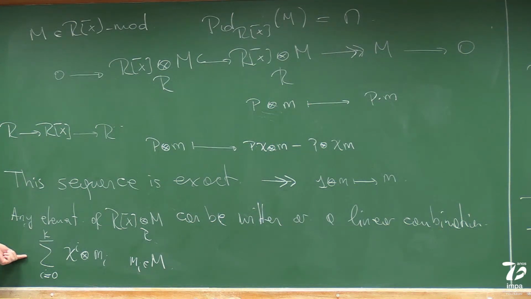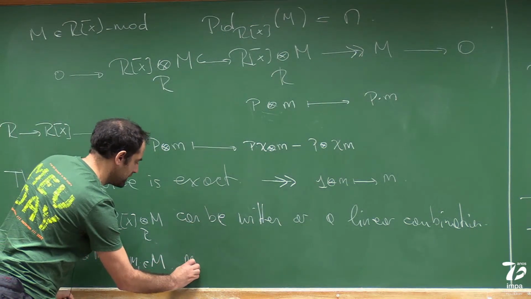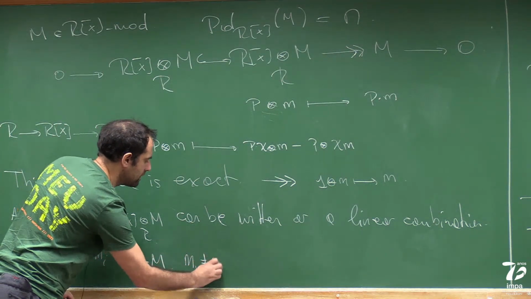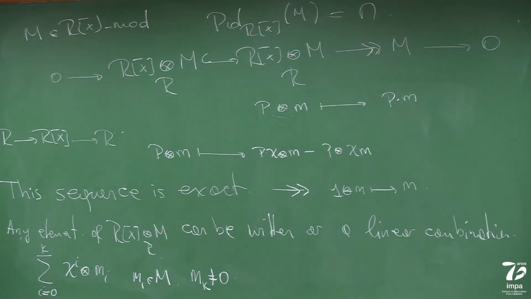And once you write it in this way, and you map this, let's suppose that the last m_i is non-zero. So let's require that m_k is non-zero. So that's the leading term. The degree of this is k, and m_k is the last coefficient in M that I have. So that's the highest degree.